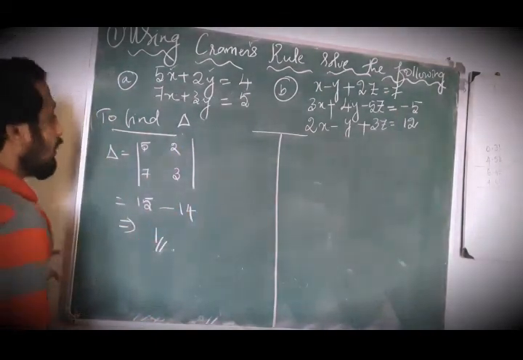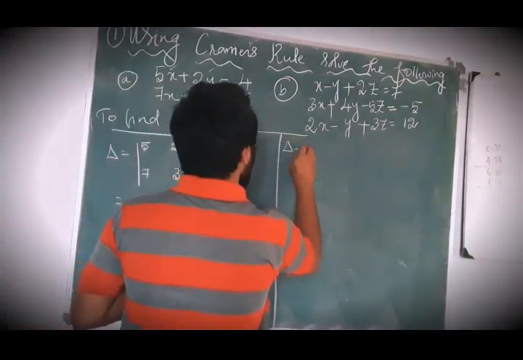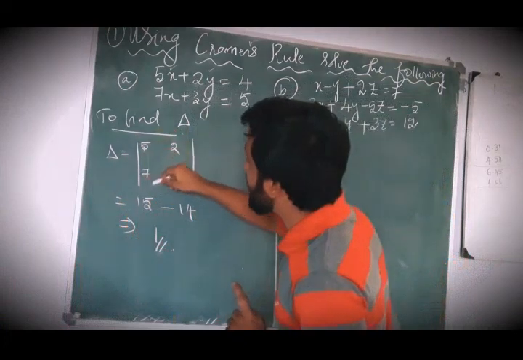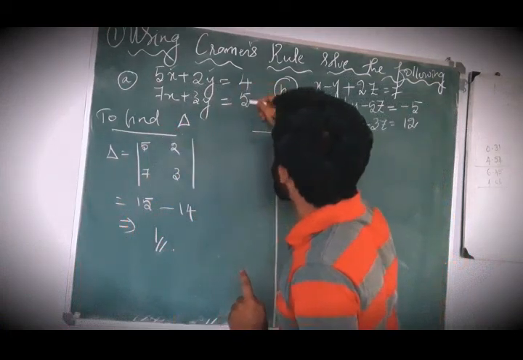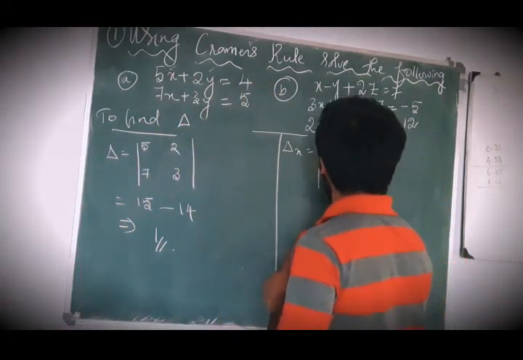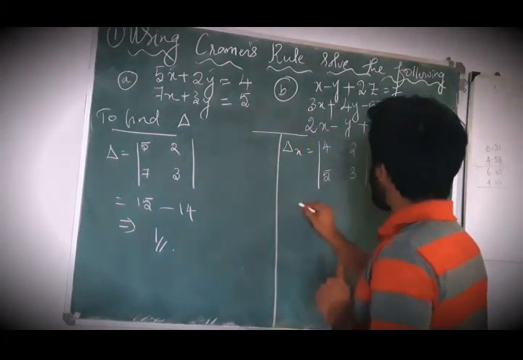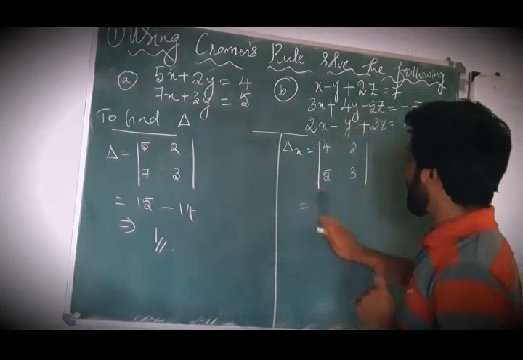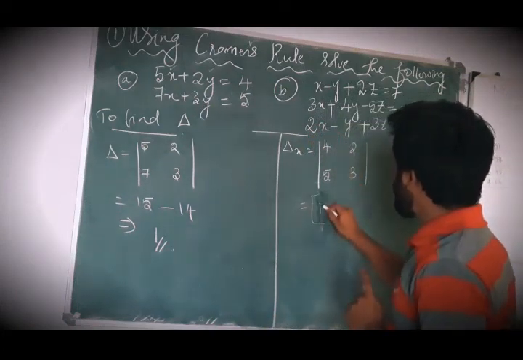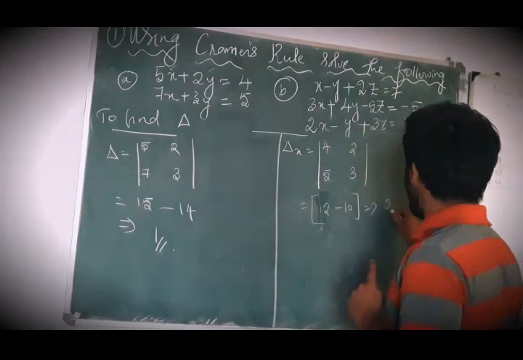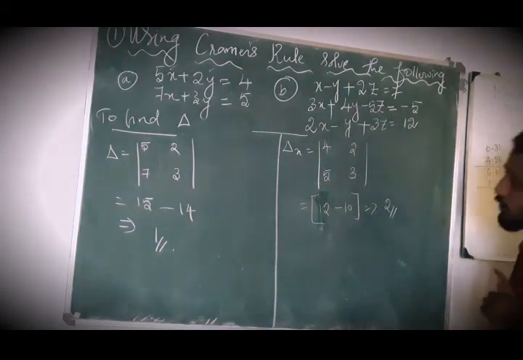Now delta x is equal to the determinant. In place of the coefficients of x, I have to replace d1 and d2, that is 4, 5, and the remaining as it is, 2, 3. That is 4 times 3 is 12 minus 5 times 2 is 10. So 12 minus 10 is nothing but 2. Delta x value is 2.